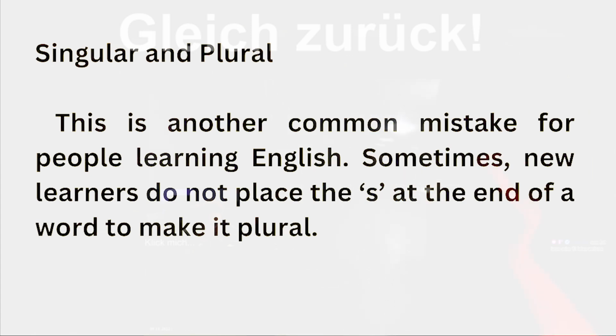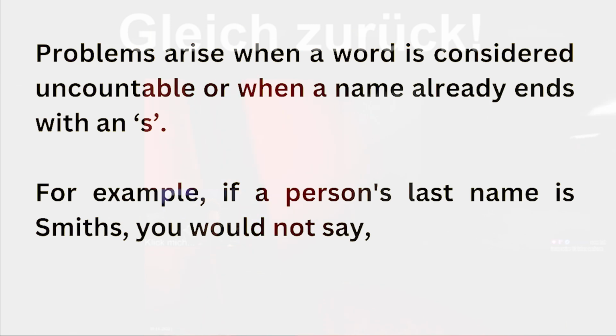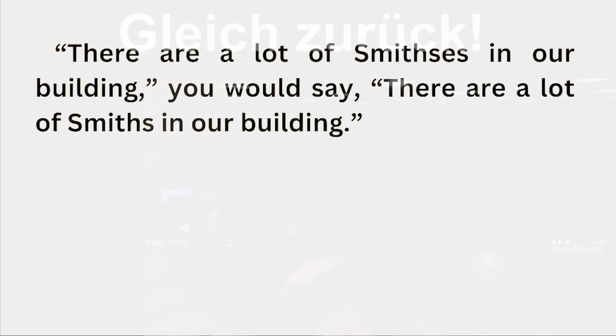Singular and plural. This is another common mistake for people learning English. Sometimes new learners do not place an s at the end of a word to make it plural. Problems arise when a word is considered uncountable or when a name already ends with "s." For example, if a person's last name is Smiths, you would not say, "There are a lot of Smithses in our building." You would say, "There are a lot of Smiths in our building."